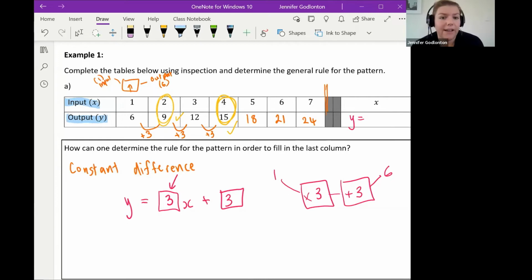And that is how we find our rule. The first thing we want to do is find our constant difference. Then we want to think, if we put our input in here, so if x was 1 and we said 3 times 1 is 3, what would we have to add or subtract to get to our output? And we land up with y is equal to 3x plus 3.